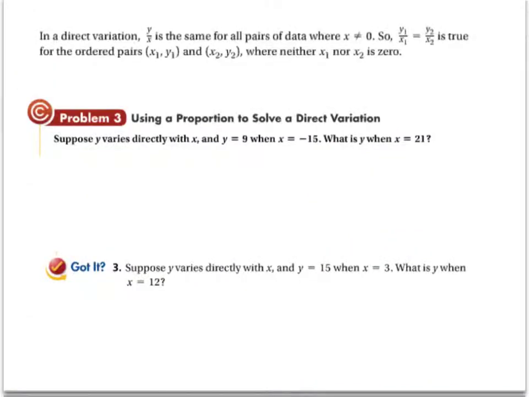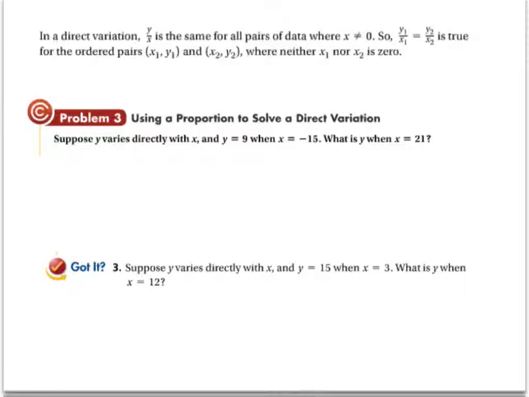Now when you have a direct variation, for all of your ordered pairs x, y, you're going to have y1 over x1 equals y2 over x2. So with your ordered pairs, you have x1, y1, x2, y2. Your ratios of y1 to x1 and y2 to x2 are going to be equal because they are a direct variation. They are probably just going to be written a different way.